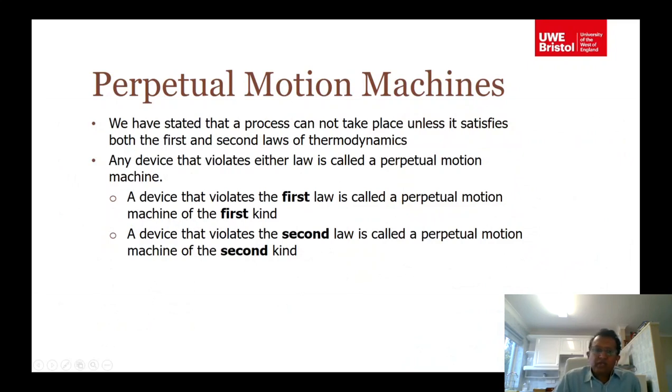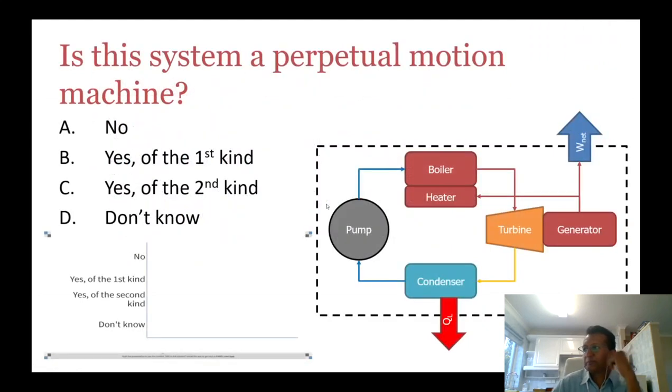If something violates the first law of thermodynamics, you say it's a perpetual motion machine of the first kind, and if it violates the second law of thermodynamics, you say perpetual motion machine of the second kind.